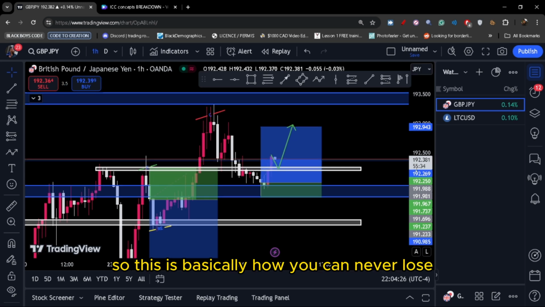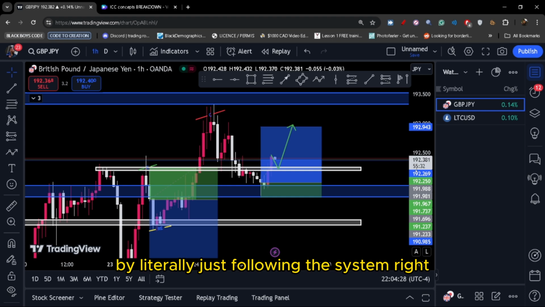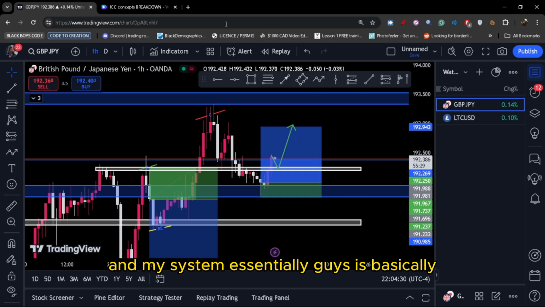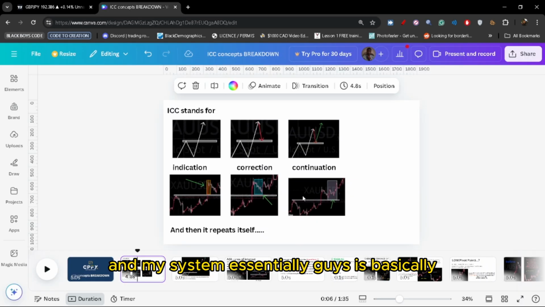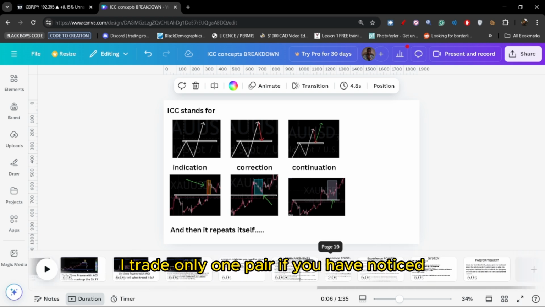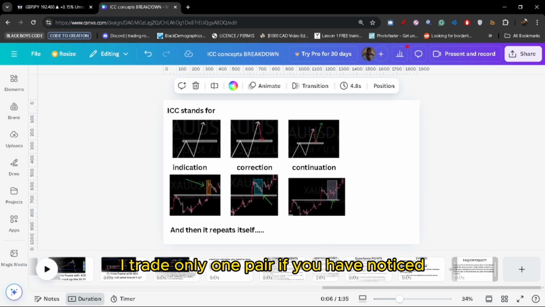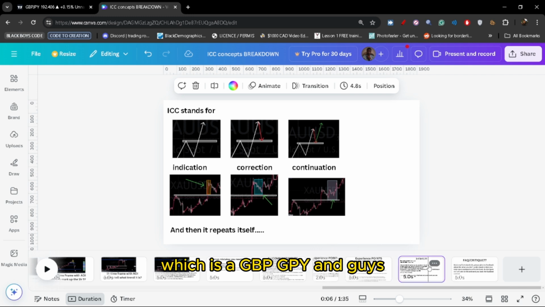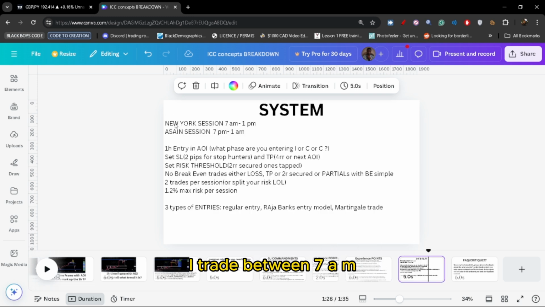So this is basically how you can never lose 4 trades in a row by literally just following the system, right? And my system essentially, guys, is very simple. Literally, I trade only one pair, if you have noticed, which is the GBP JPY, and I trade between 7 a.m. to 1 p.m. New York session, and then 7 p.m. to 1 a.m. Asian session, right?